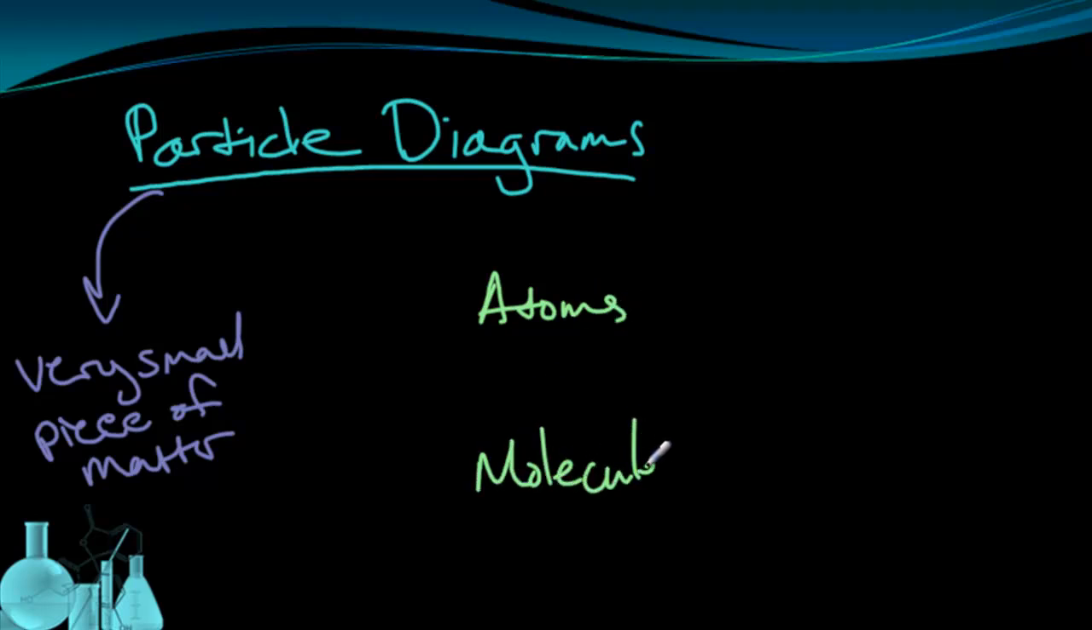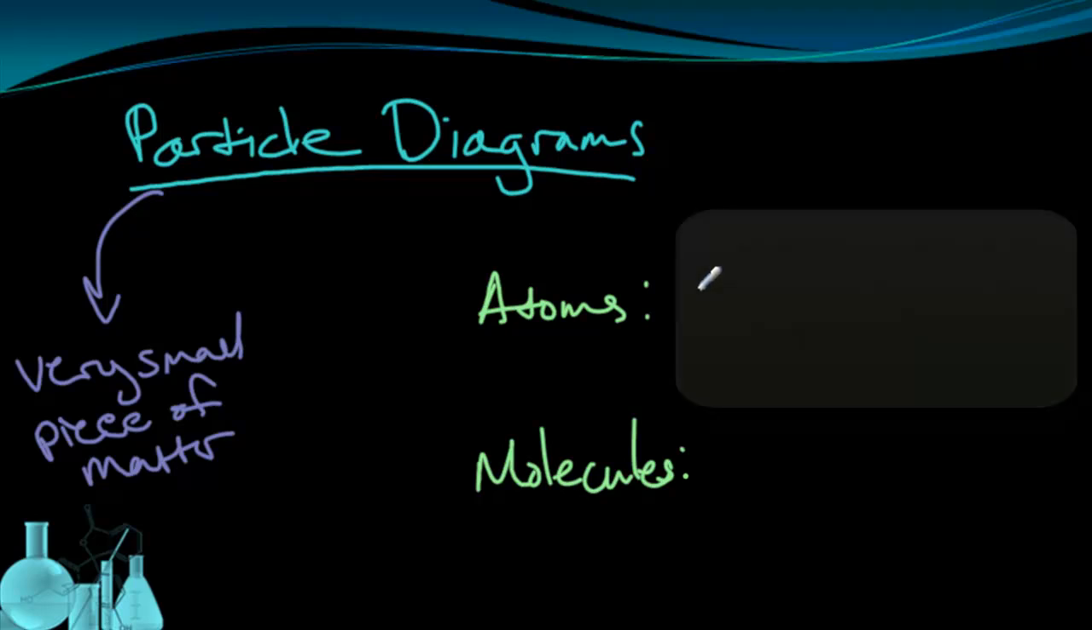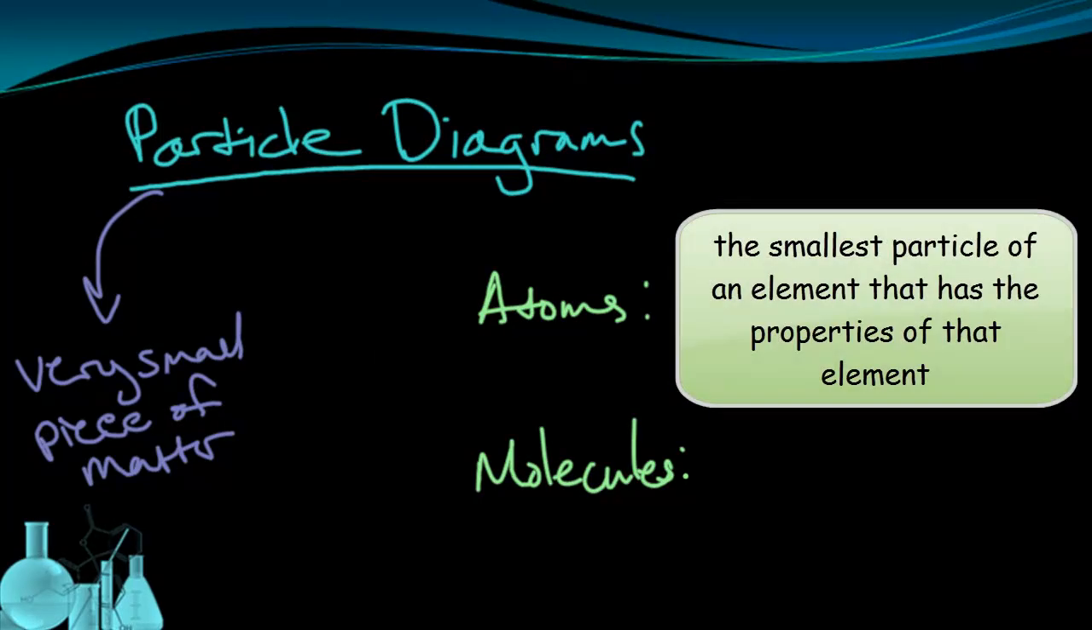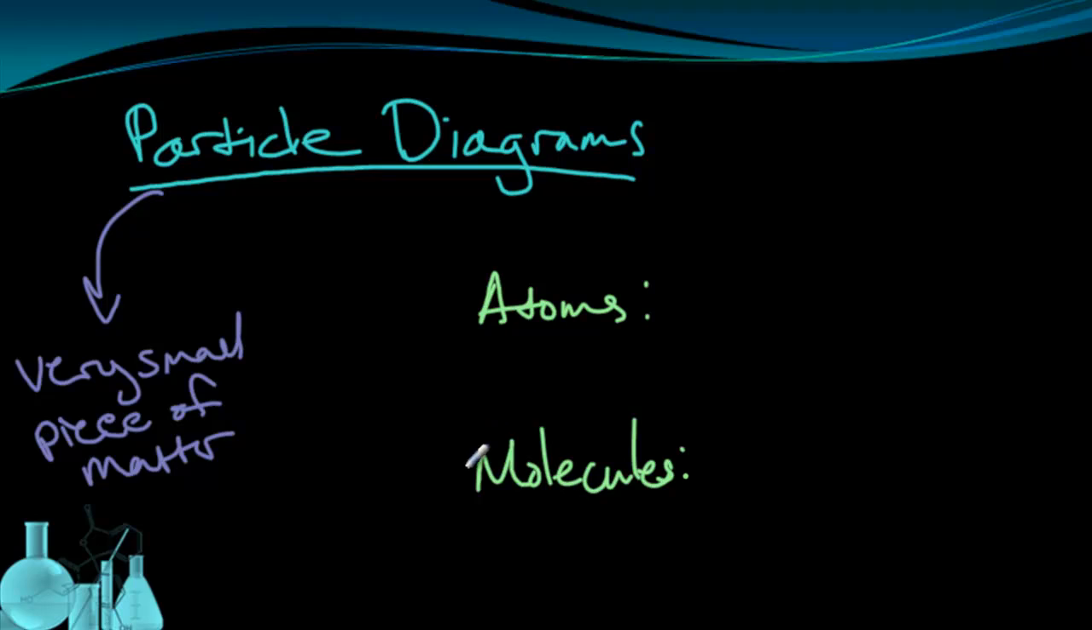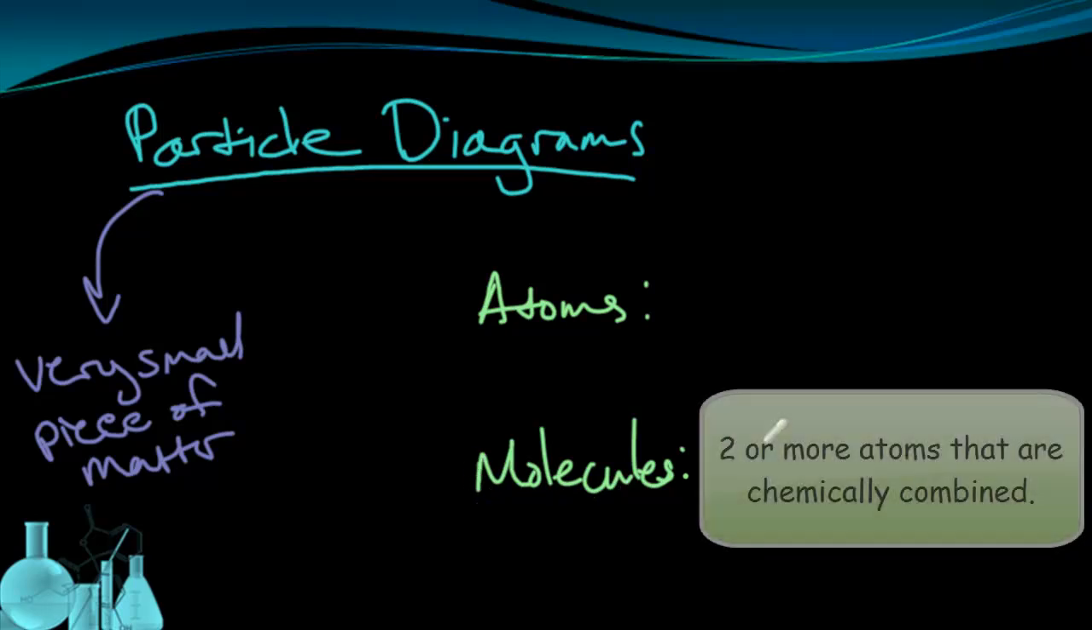Now these terms are also going to be incredibly important. We're going to use them a lot this year, so let's make sure we know what they are. An atom is the smallest particle of an element that has the properties of that element. Okay? So it's the smallest particle of an element that has the properties of that element. A molecule, on the other hand, is two or more atoms that have been chemically combined. So you might start seeing a similarity to our definition of a compound there.